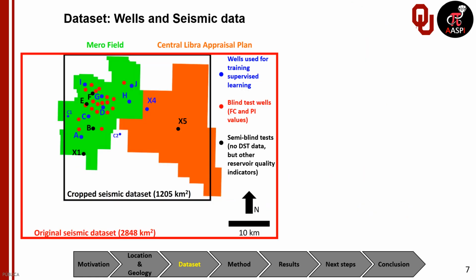Okay, so the data set: wells and seismic data. This is the original seismic data set here. It was cropped in this area. In here we have a lot of wells, more than 30 wells. The wells in blue were used for training for the supervised learning, and the wells in red were used as blind tests for validation of the machine learning models. And the wells in black are semi-blind tests because we have no well test data, but other reservoir quality indicators.